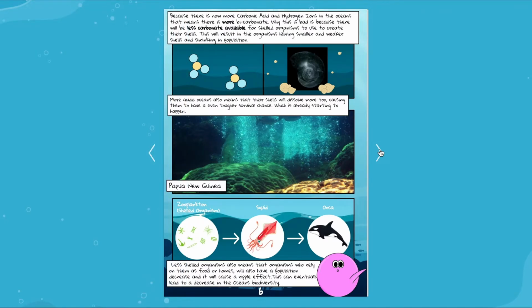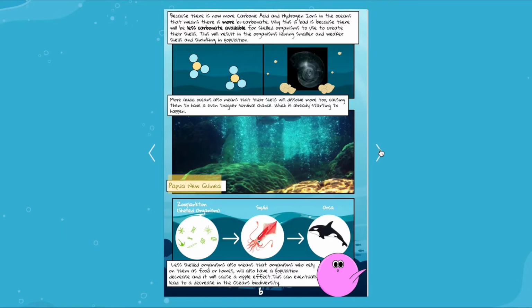Because there is now more carbonic acid and hydrogen ions in the oceans, that means there is more bicarbonate. Why this is bad is because there will be less carbonate available for shelled organisms to use to create their shells. This will result in the organisms having smaller and weaker shells and shrinking in population. More acidic oceans also means that their shells will dissolve more too, causing them to have an even tougher survival chance, which is already starting to happen.